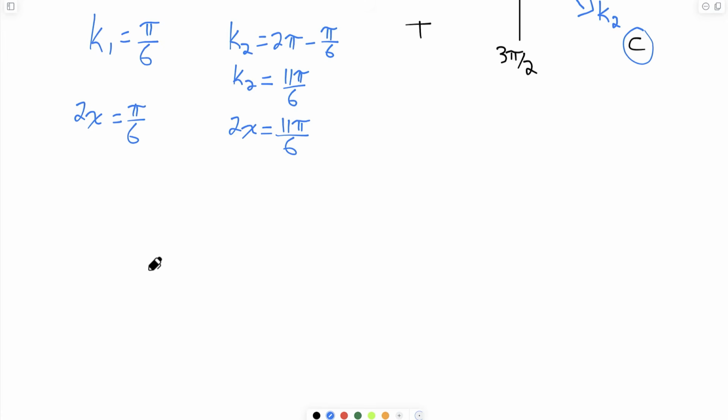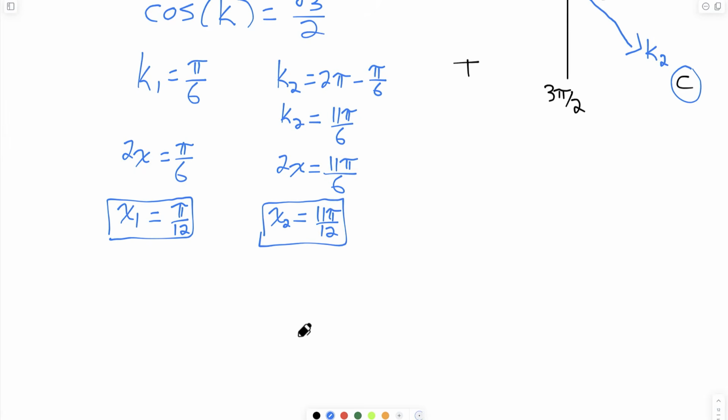So really what I'm trying to figure out is what angles can I double to get pi over 6 and 11 pi over 6. So I'm just going to isolate those x's by dividing by 2. So my first x, pi over 6 over 2, is pi over 12. And my second answer, 11 pi over 6 over 2, is 11 pi over 12.